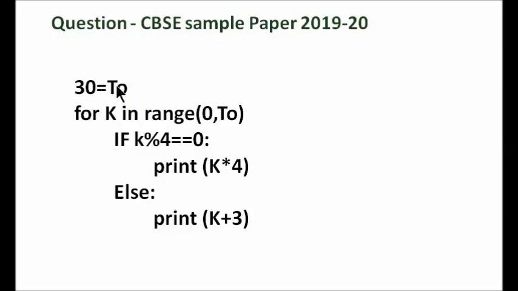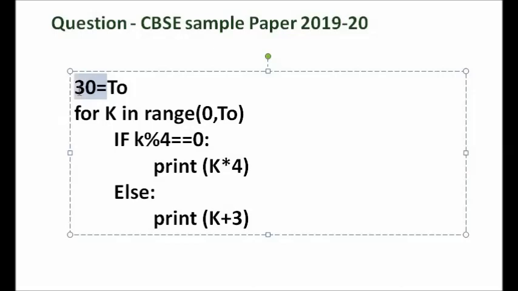Next question. See the first statement, 30 equal to 2. Is it a valid statement? No. Equal to is used to assign a value to a variable. So you have to give equal to 30. That is, the value 30 is assigned to the variable 2. Underline error 1. Then next line, for k in range 0 to 2. Colon is missing, that we have done earlier.